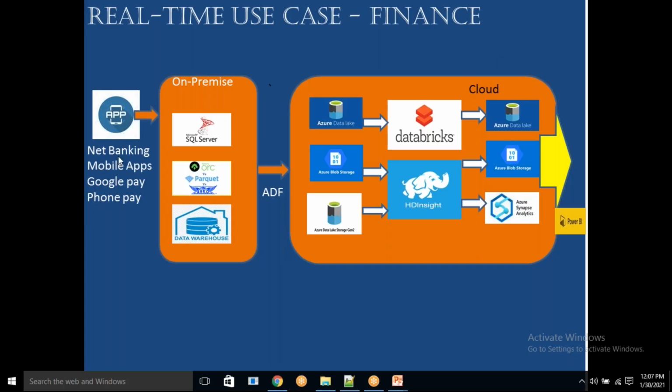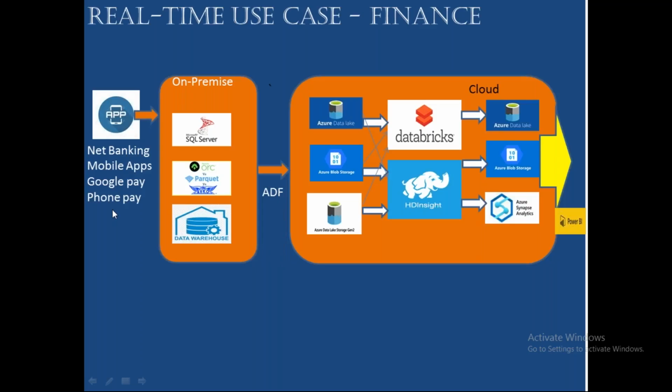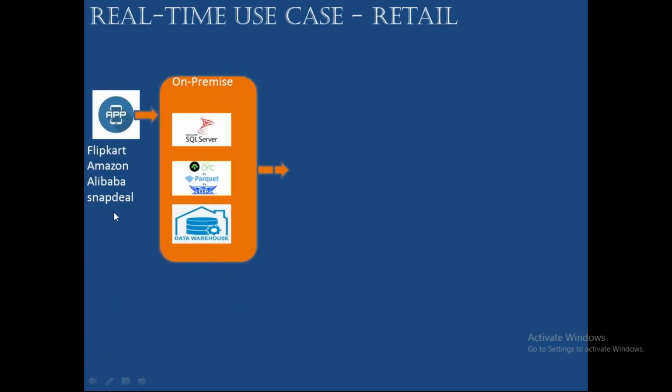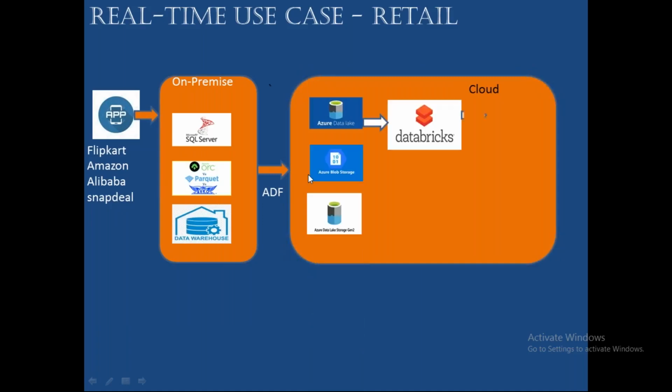This is basically for what, retail domain. Sorry, it's a financial domain, right? So let's talk about retail domain. Same thing, different websites will generate data. That data will load it into on-premise different storages or databases. I will move data into cloud, one of the storage.